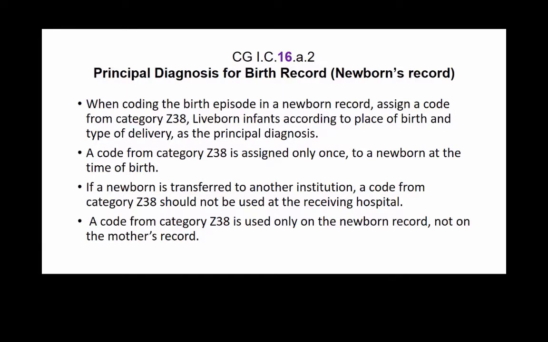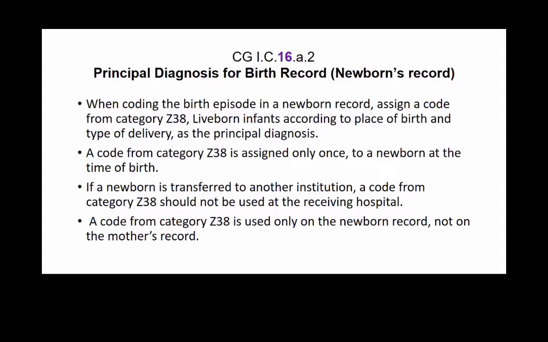The mother's record for principal diagnosis is going to have the delivery as something. Either it's going to be an O80 for a normal delivery with no complications whatsoever, or it's going to be another code from chapter 15 indicating what the complications related to the delivery were. We are going to have the outcome of the delivery on the mother's chart, if you recall some of those codes, but that is not going to be the principal diagnosis for the mother's chart.